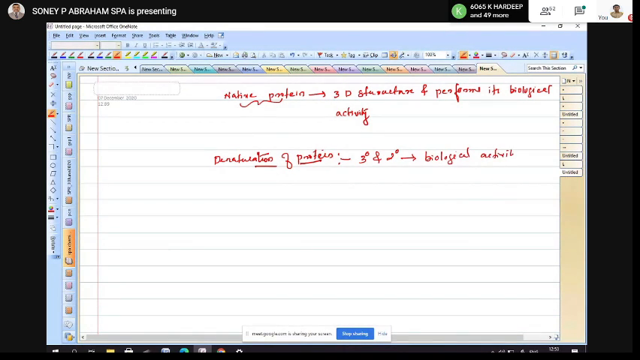That process of making a native protein inactive by increasing the temperature or changing the pH, by which the tertiary and secondary structures are broken or destroyed, is what we call the denaturation of protein. The best example of denaturation is the boiling of an egg.